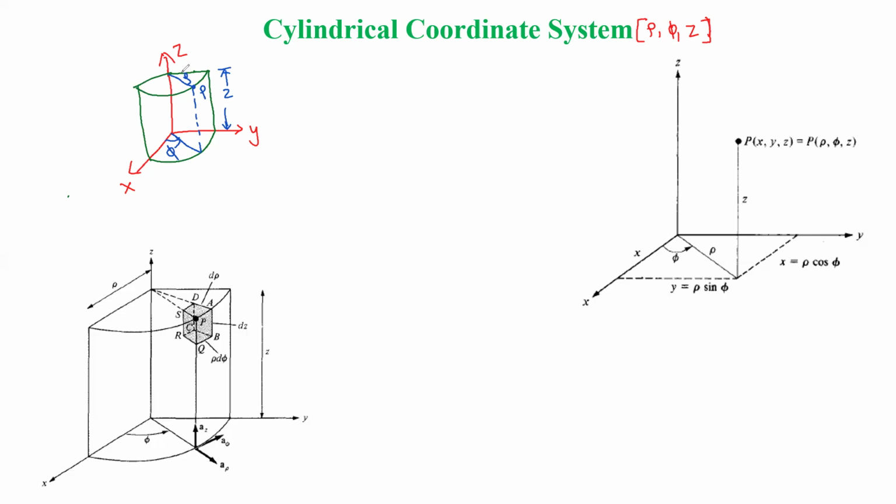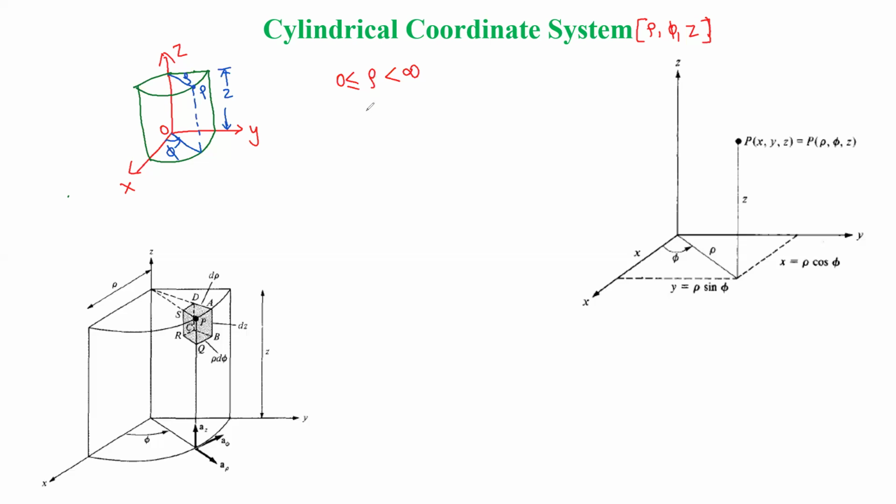Here rho starts at the origin, so it starts with 0, and it can have some maximum value. What can be the range of rho? The minimum value is 0, when it looks like a point. So rho is greater than or equal to 0 and less than infinity. It can go to a very long distance; you can consider a very bulky cylinder.